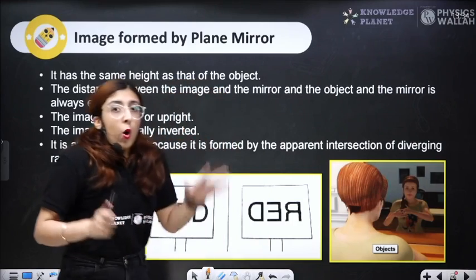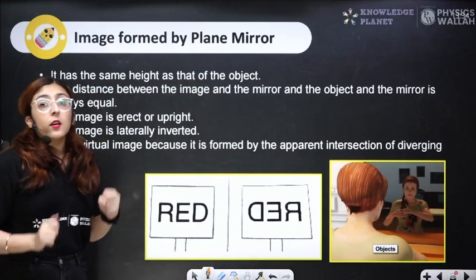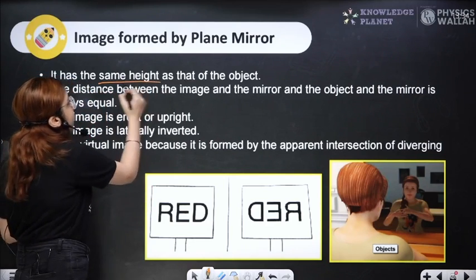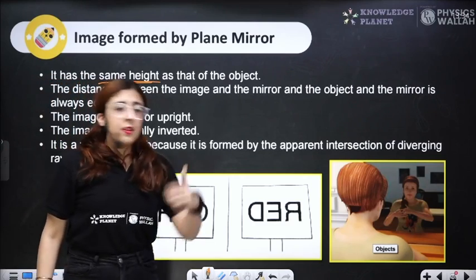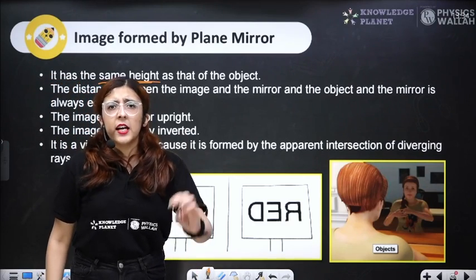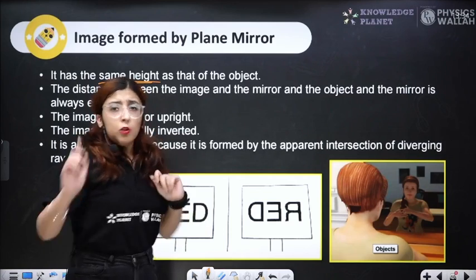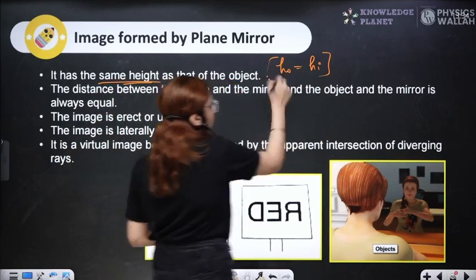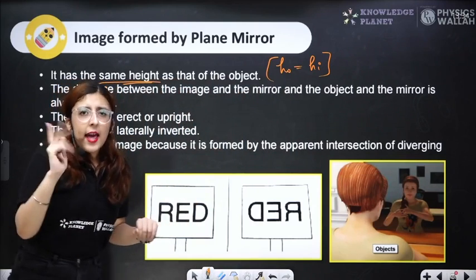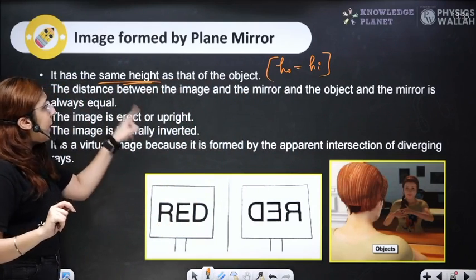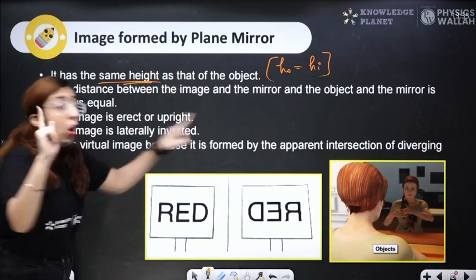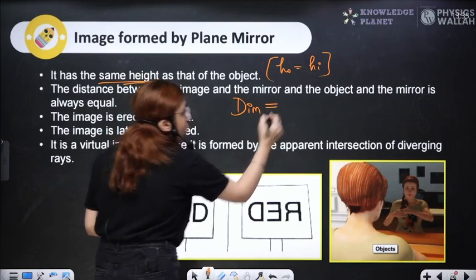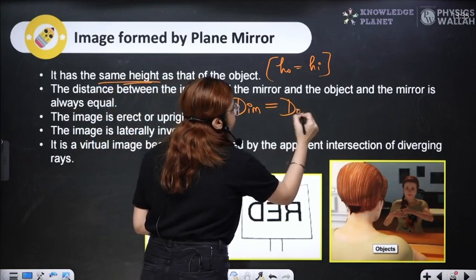So when we talk about this image, what are the characteristics? The first thing is that the image is of the same height. That means if my height is 6 feet, certainly the image's height will be 6 feet. So the height of the object will be equal to the height of the image. The next thing is the distance between the image and the mirror. The distance between the image and the mirror will be equal to the distance between the object and the mirror.